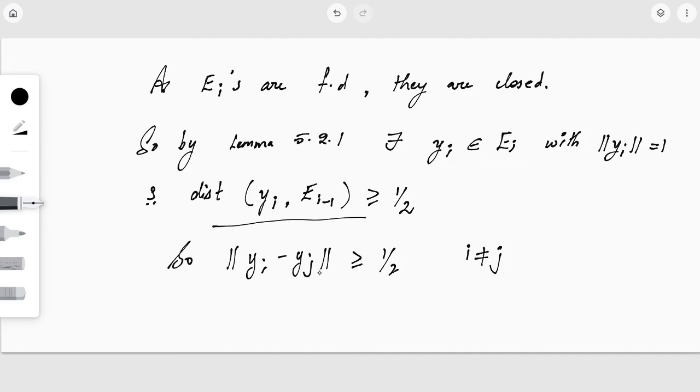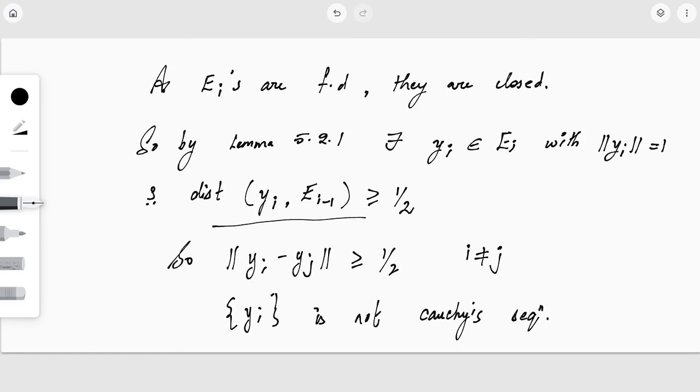So for yi minus yj, where i and j are not equal, the norm or the distance will always be greater than or equal to 1/2. So I can say that this sequence yi is not Cauchy. If this is not Cauchy, it cannot have a Cauchy subsequence. So yi was an arbitrary sequence chosen, and it is not Cauchy, so it cannot have a Cauchy subsequence. So the linear operator I will definitely not be compact.